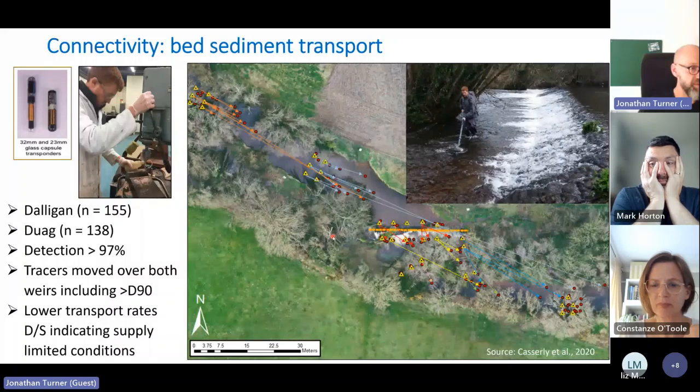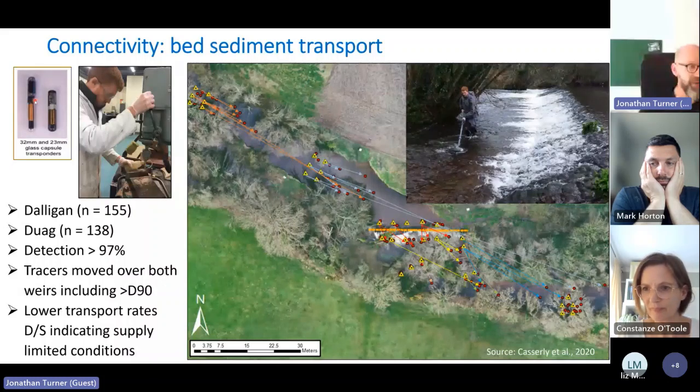For the bed sediment, we used a fairly novel technique. We put little sensors in the gravel. We went to the sites, characterized them, and then took out the gravels from the riverbed. When I say gravels, I'm talking about particles somewhere between 30 millimeters in diameter, right up to cobble-sized particles of the order of 300 millimeters in diameter. We drilled holes in them, and then we put these little tags in them.